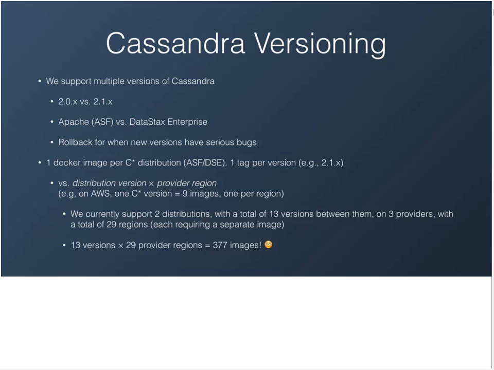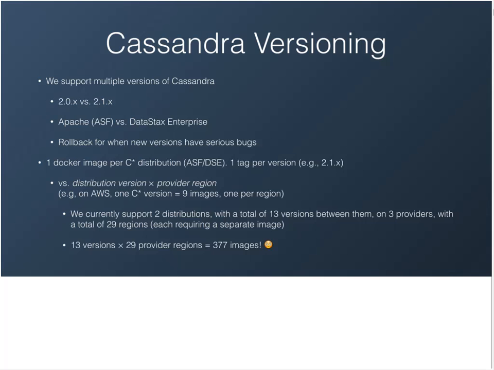We also give customers the option to deploy the Apache version or the DataStax Enterprise version. And it allows us to roll back. Even though we've tested a new version and people are using it, there might be a bug discovered by somebody in the project. So we can roll back to a previous version of Cassandra with ease, whereas trying to do rollbacks through apt-get is actually quite painful if things don't all align properly.